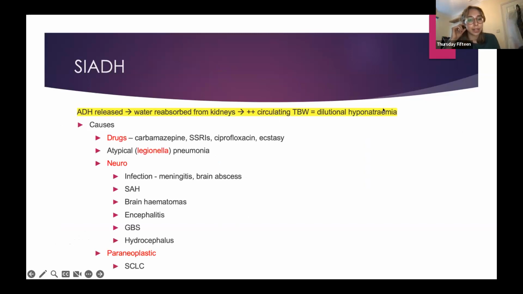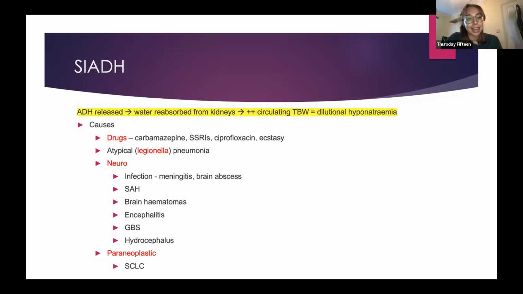SIADH, I just thought we'd briefly touch on that. So antidiuretic hormone is released, water is resorbed from your kidneys because it means antidiuretic, so it doesn't want you to dilute your urine, so it pulls more water in from your kidneys to increase your circulating total body water, so you end up with a dilutional hyponatremia.